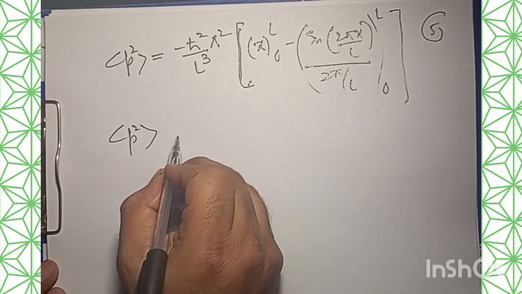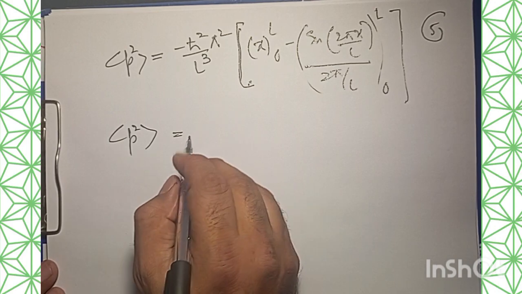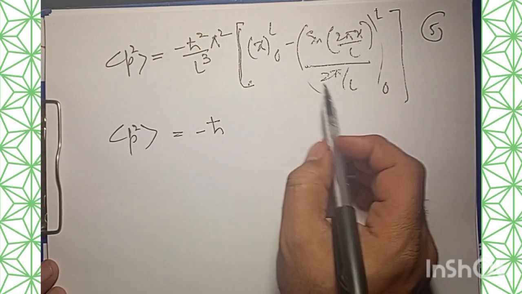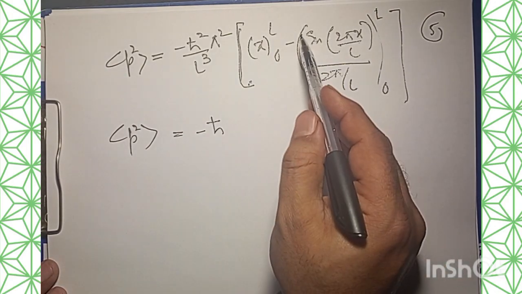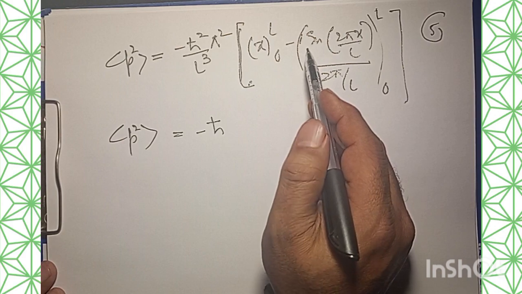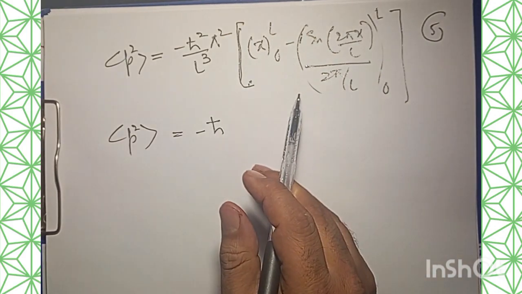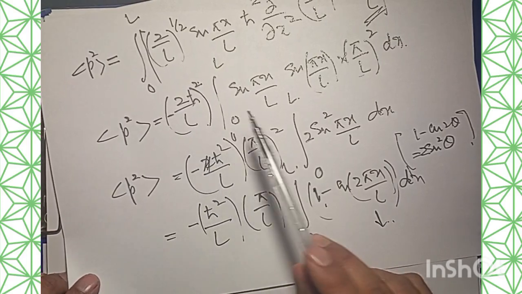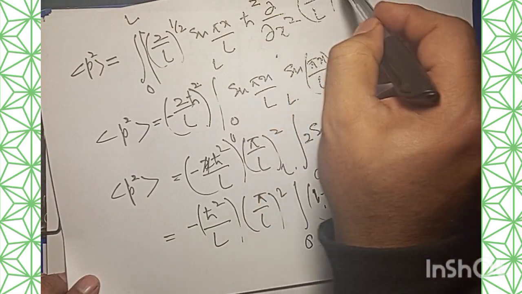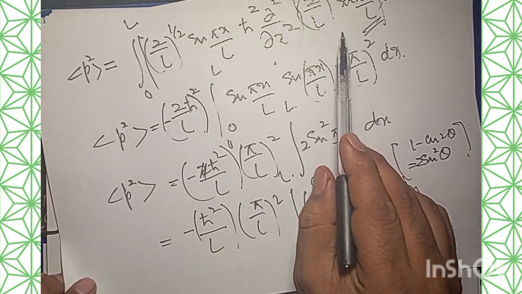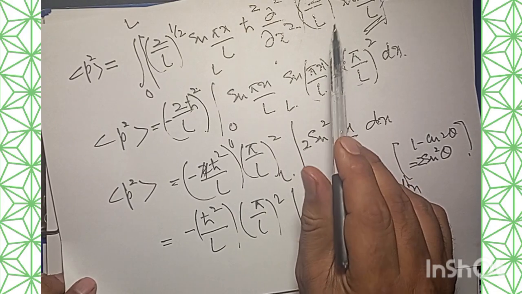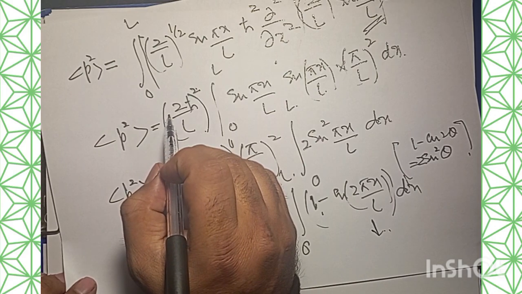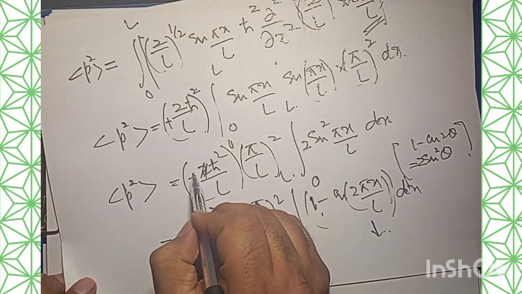So the expectation value of the square of the momentum for the given function in this problem will be minus h cross. When I take the integration, what am I going to get? I think here I had taken the double differentiation of this function. I have missed the minus sign, so what I should get here is plus. When we take the double derivative, here we will get plus. So this is plus, this is plus.